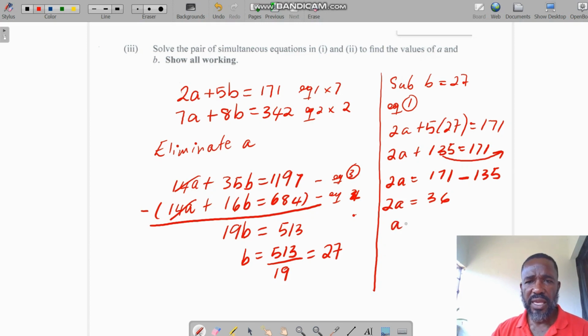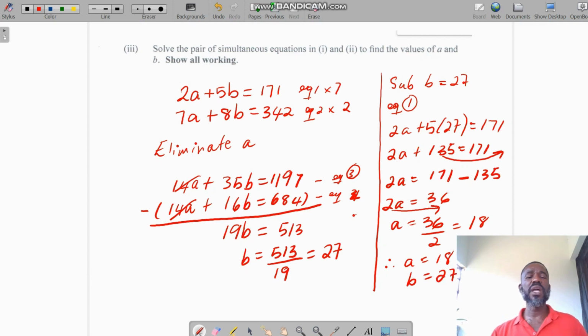So a is equal to... the 2 on this side is multiplying, so if I take this 2 across to that side, it becomes divided. So it becomes 36 divided by 2. 36 divided by 2 is equal to 18. Therefore, what can we conclude? A is equal to 18 and B is equal to 27.